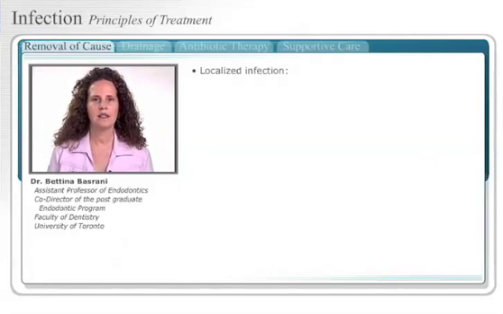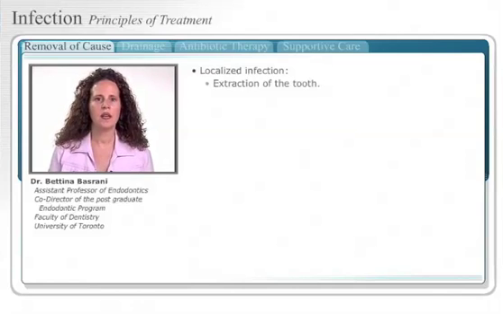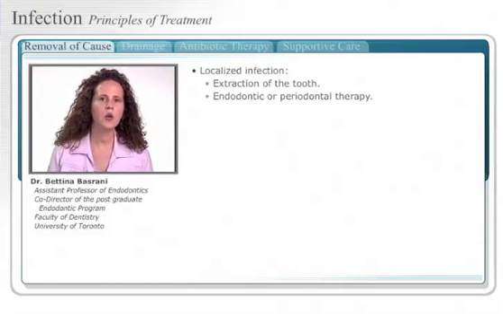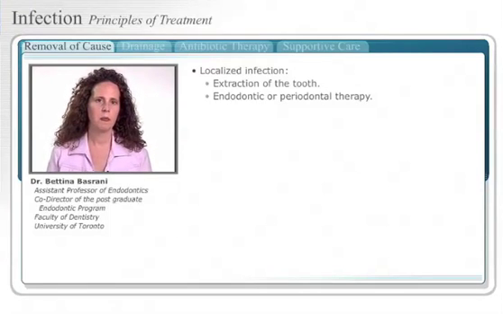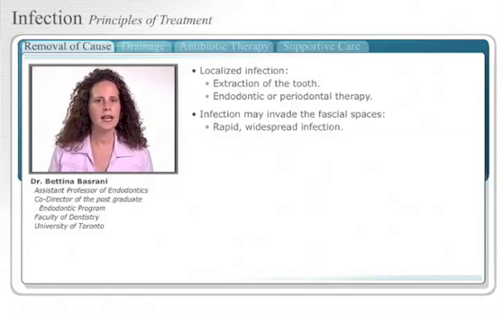In the case of localized infection, invasive treatment to remove the cause of infection is advised. This includes extraction of the identified tooth or the initiation of endodontic or periodontal therapy. When an infection extends into adjacent anatomical tissue planes, it is said to involve the facial spaces. Once infection invades these potential spaces and creates real spaces, the path of infection can rapidly spread widely.